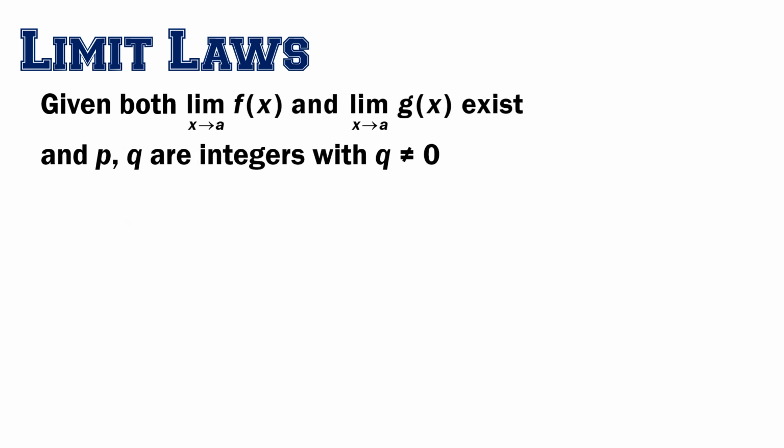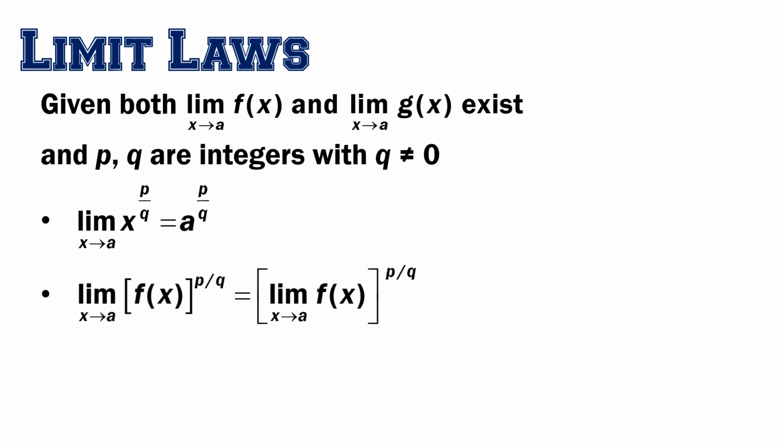The last two limit laws that I'm going to introduce here will be a merging of the limit laws from the last slide. That would be the exponent and nth root. And if we actually take those and merge them from the very first slide, we can say the limit of x raised to the p over q as x approaches a will equal a raised to the p over q. We can also say the limit of a function f of x raised to the p over q will equal the limit of f of x computed first, which is then raised to the p over q.